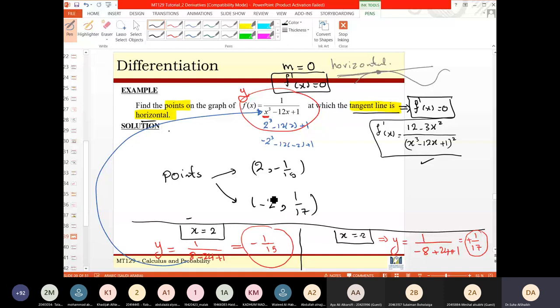So as I told you, in MT129, calculus is building things. Nothing is separated from anything. All things follow each other, so you don't have to leave any gap. We must know how to solve. We must know how to find the derivative very well. No piece of information can be lost from us.